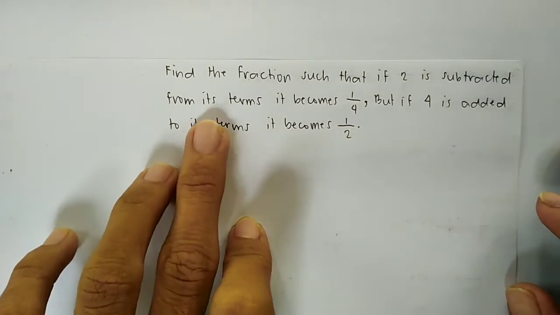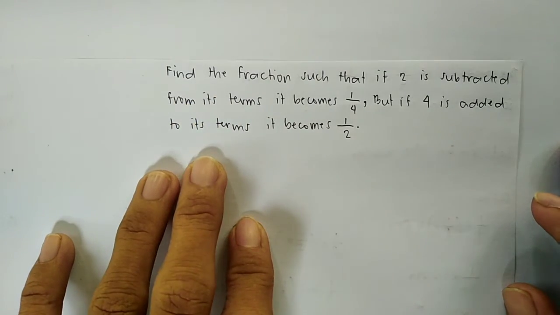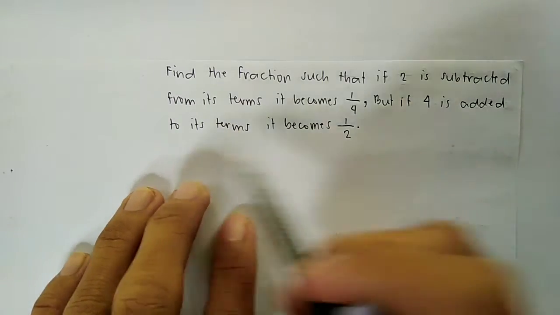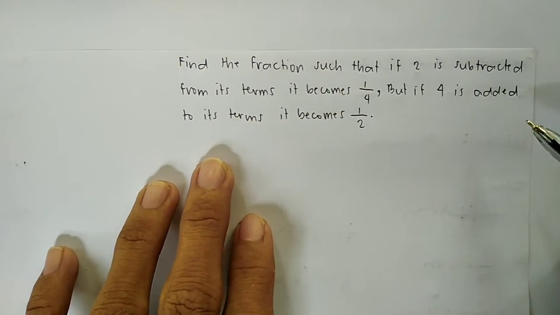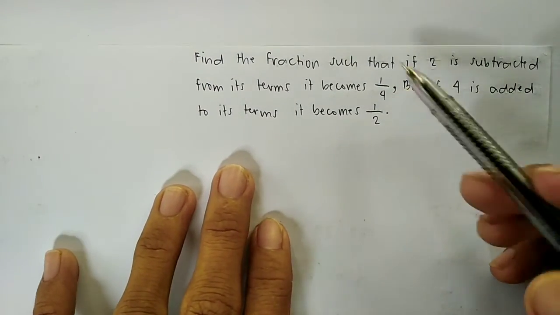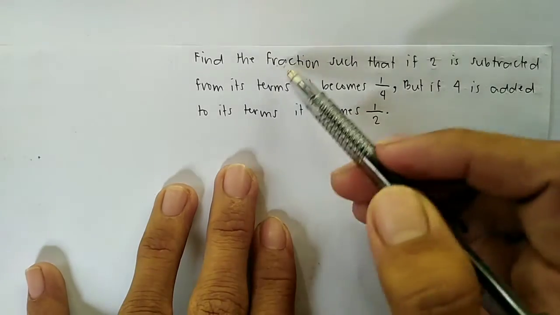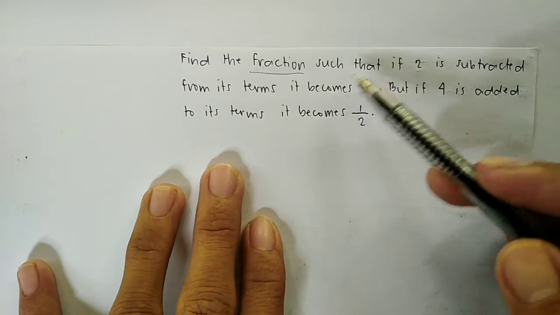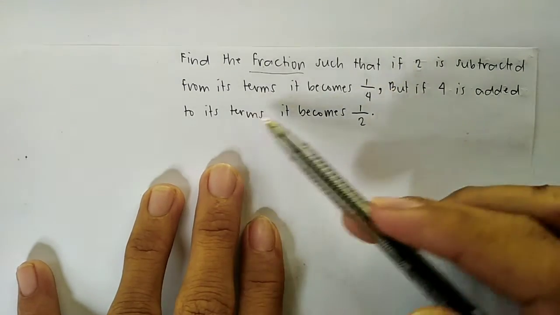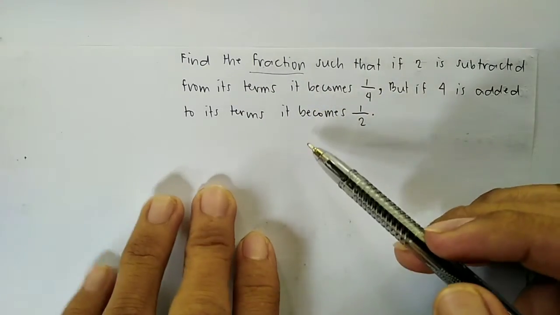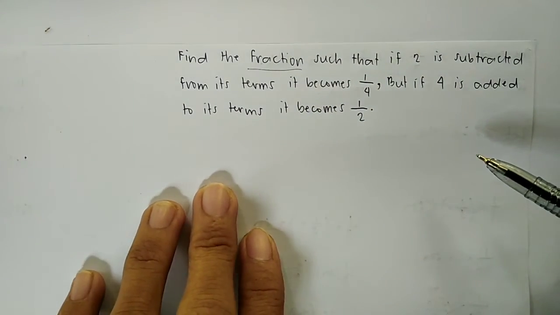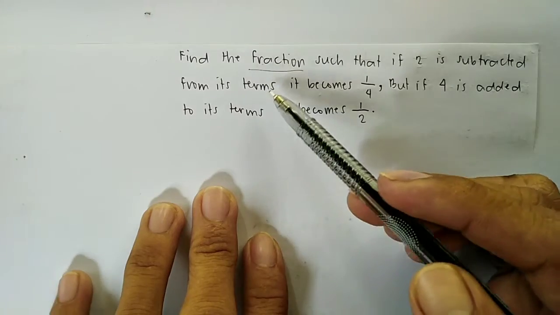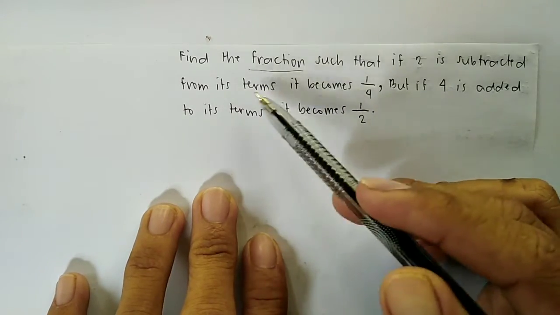Let me read the second example. Find the fraction such that if 2 is subtracted from its terms, it becomes 1/4. But if 4 is added to its terms, it becomes 1/2. So we are dealing with a fraction. If you analyze the problem, it mentions the terms of the fraction. Notice that every fraction has a numerator and denominator, so the terms refer to the numerator and denominator of a certain fraction.